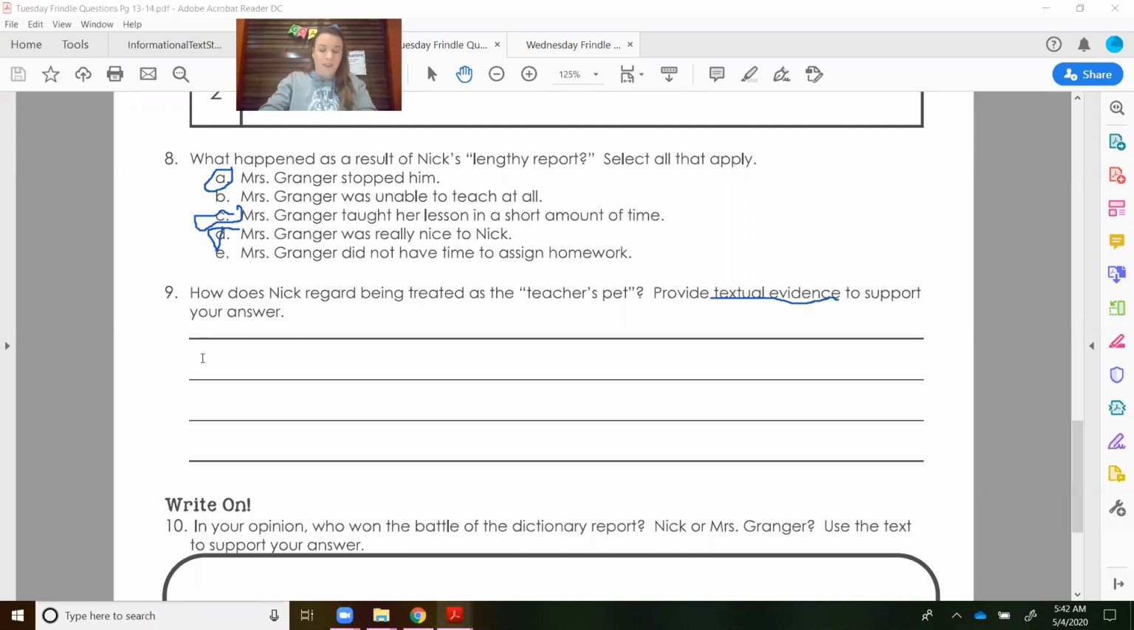So this is what I wrote. Let me do this and make this big. Nick does not like it. So I put that down. I didn't say Nick doesn't like it. I also added my text evidence because it says, so I'm going to quote now the text from page 29.